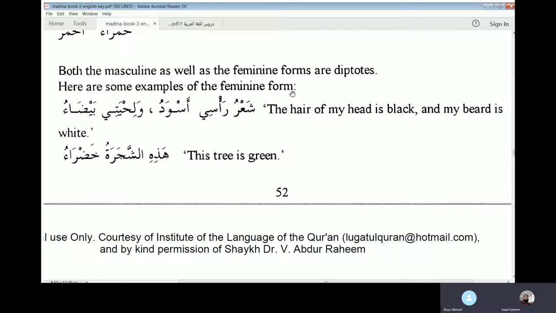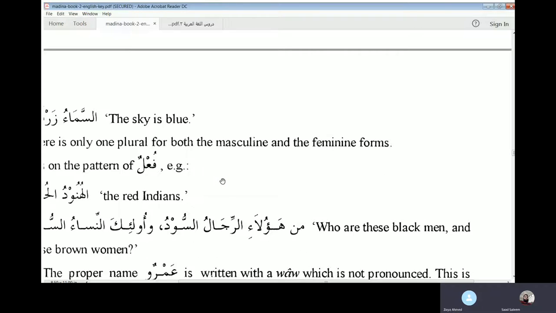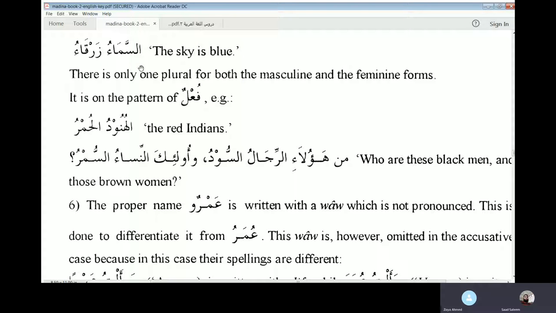Here are some examples of the feminine form. شعر رأسي أسود ولحيتي بيضاء. The hair of my head is black and my beard is white. هذه الشجرة خضراء. This tree is green. السماء زرقاء. The sky is blue. There is only one plural for both the masculine and the feminine forms. It is on the pattern of fu'lun.